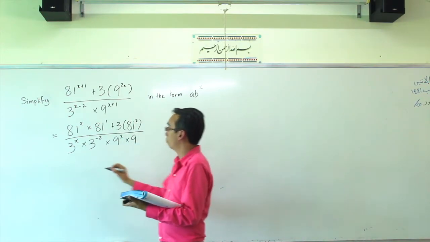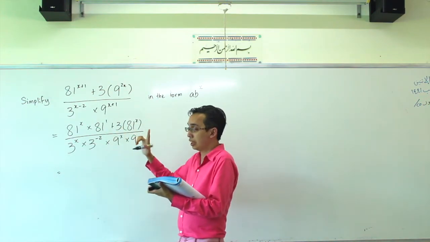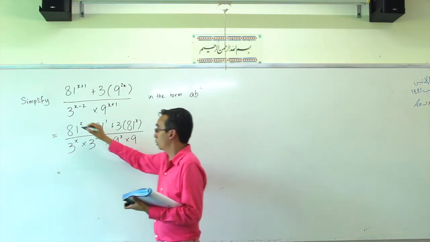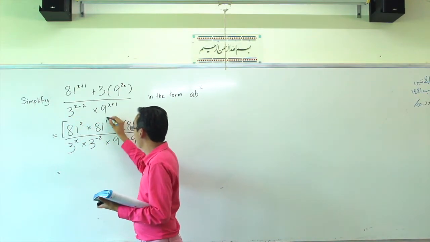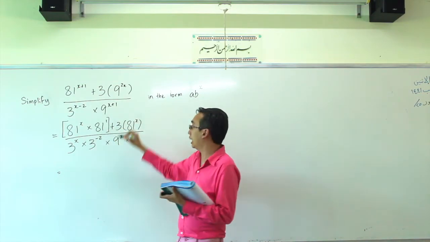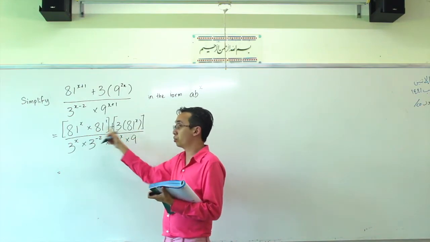Okay, let's see where we can go from here. From here, the top portion, you need to see this. This is 81 to the power of x times 81. So we see this as one term, and then there's a plus in between, and then there's another term over here. So it's an addition of two terms.